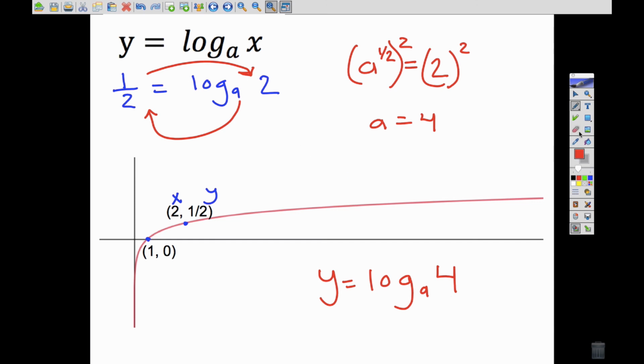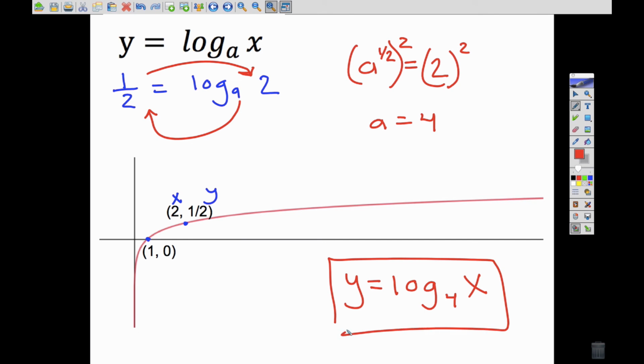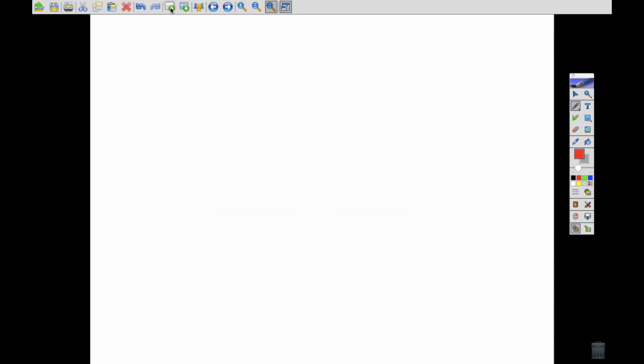So then y is equal to log base a of 4. Nope, that was dumb. The whole point is I found a. So y is equal to log base 4 of x, right? We want our equations to have x's and y's. I was thinking about these numbers. So with your equation, you find your base, you plug it into the equation, and you're good to go. Okay, at this point, you would be able to complete homework on page 3, number 4. There's a few graphs to write the equation for.